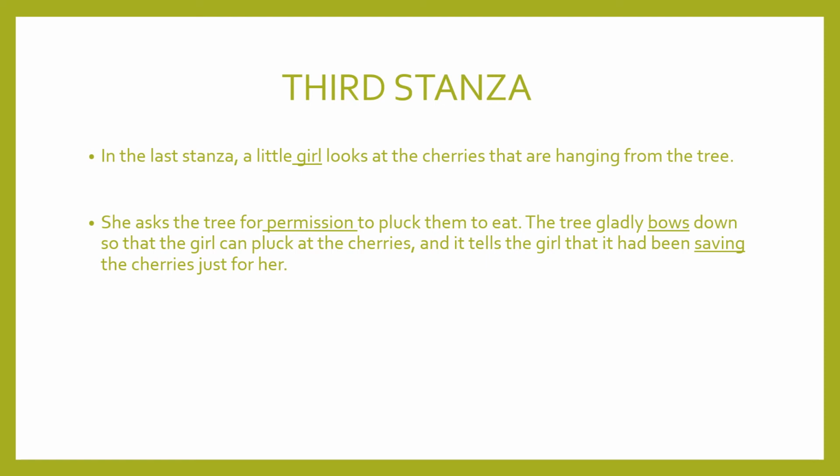The tree then gladly bows down. So bow is actually used for bow and arrow. Here it bends down, so we'll say bows down. So the tree gladly bows down so that the girl can pluck the cherries, and it tells the girl that it had been saving the cherries just for her. What had the tree been doing? The tree had been saving the cherries just for her.